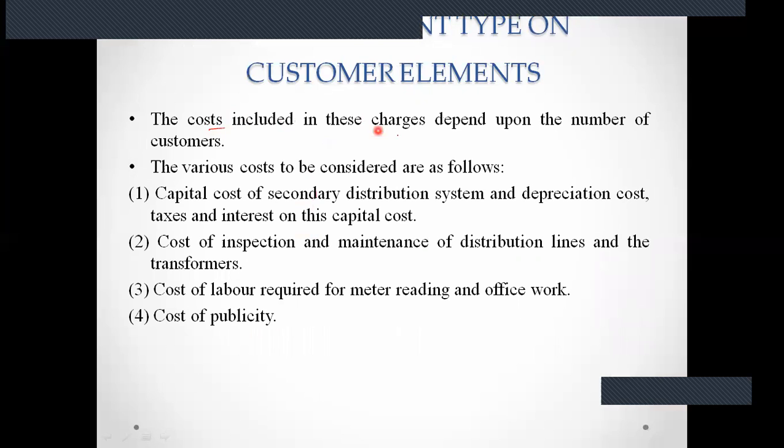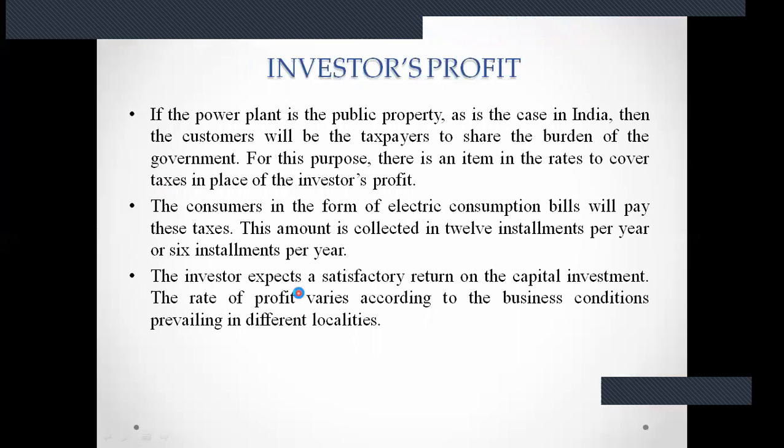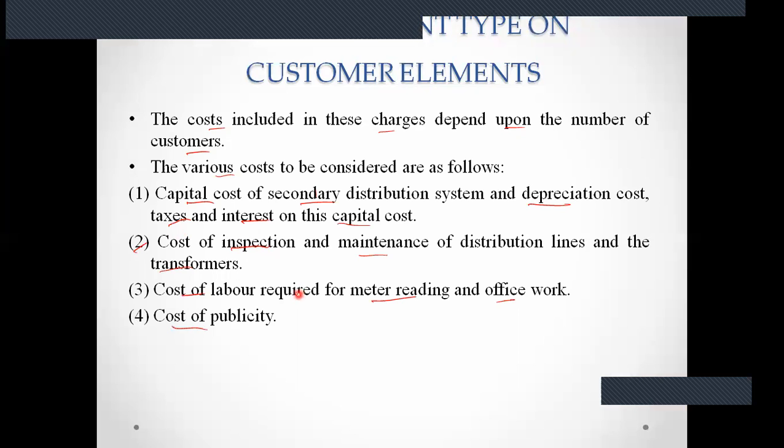So what are the costs? It includes the charges which depend upon the number of customers, and the various costs considered. First, the capital cost of the secondary distribution system, depreciation cost, taxes, and interest on the capital cost. Second, the cost of inspection and maintenance of the distribution lines and the transformers. Third, the cost of labor required for meter reading and office work. Fourth, the cost of publicity. All these are the effects on the fixed elements.